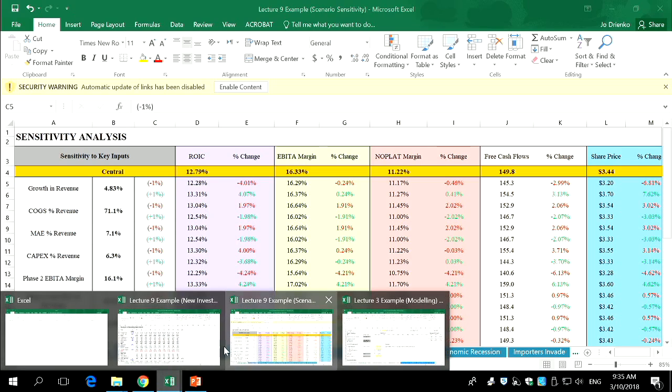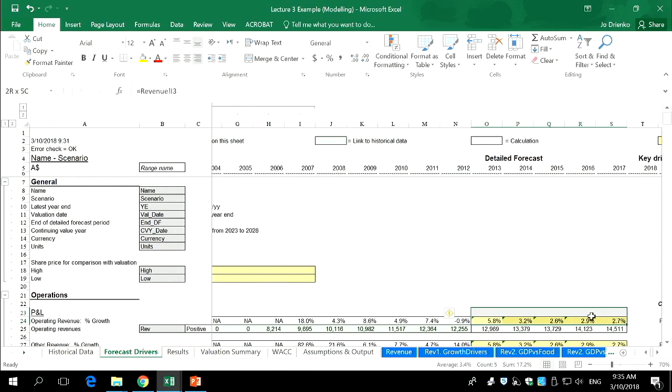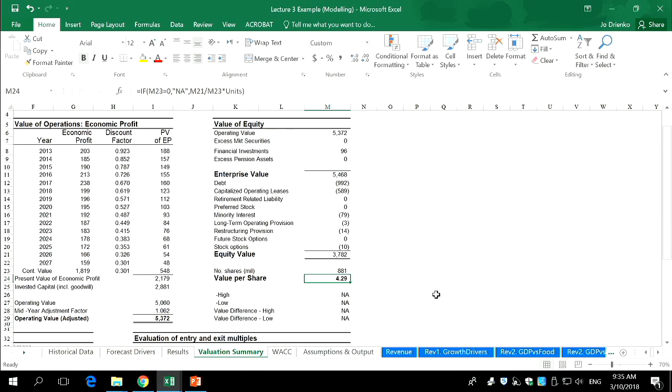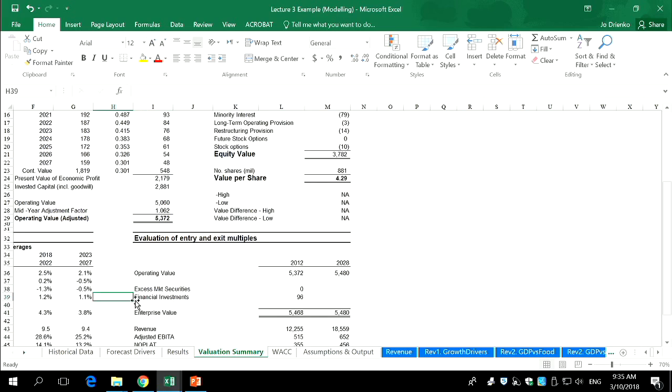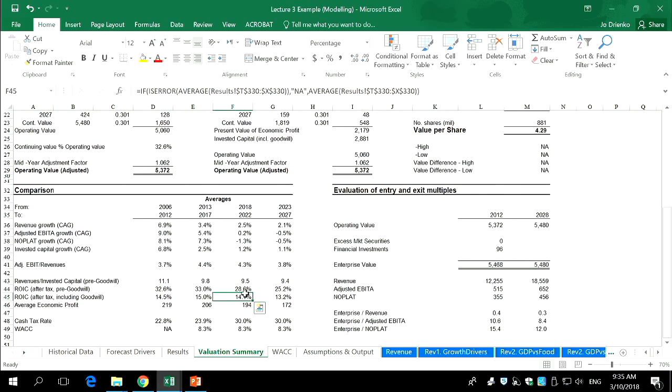So for each value in your KGW model, in the forecast drivers up here, for the 5 years, you would increase each one of these 5 by 1%, and you would decrease each one by 1%. See what you get and see what the impact is. Only change that one number. Only change revenue growth for these 5 years. That's it. And see what happens to the value per share. See what happens to the ROIC down here. So that's what I was looking for.